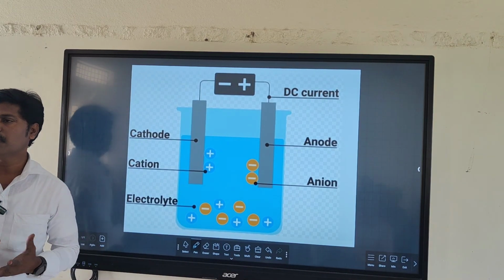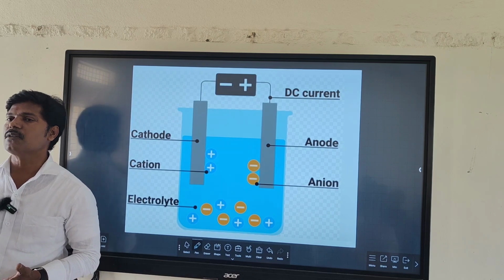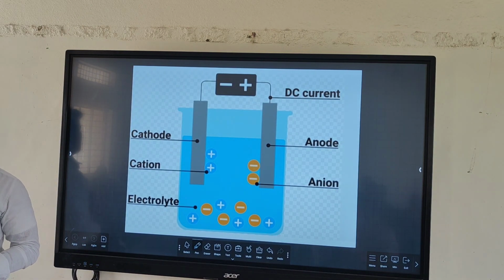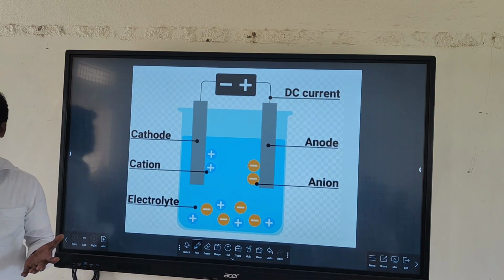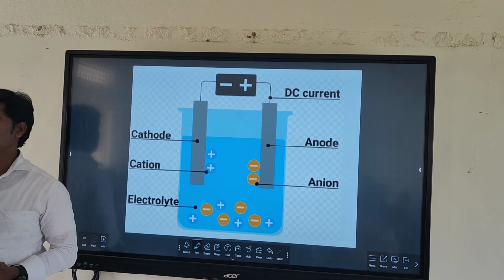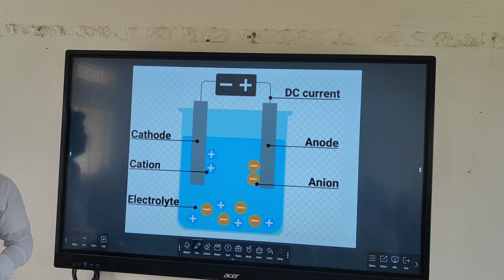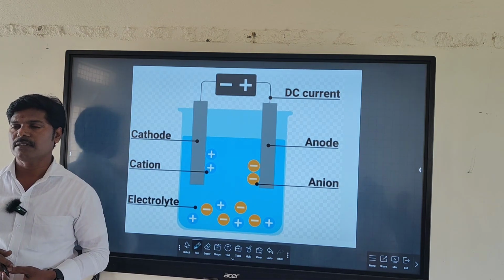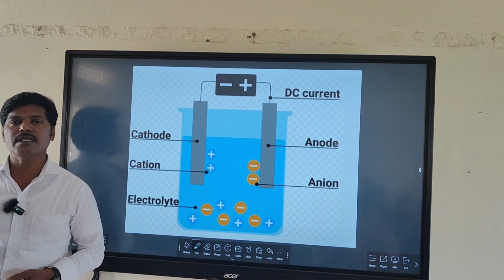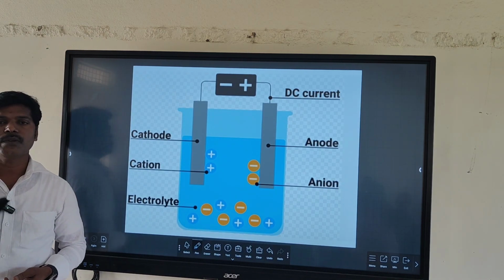Dear students, today I am going to explain the very important process of electrolysis. So what is electrolysis? Before going to understand electrolysis, we need to understand that the term electrolysis was popularized in the 19th century by Faraday. It is the process to study the chemical reactions to get pure elements.